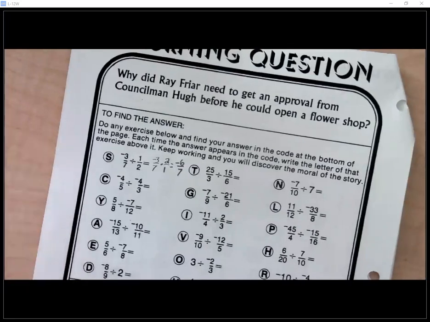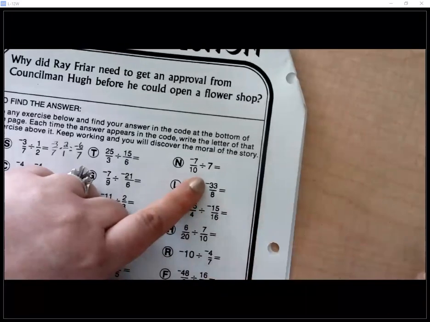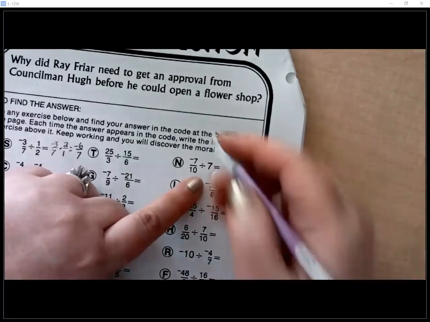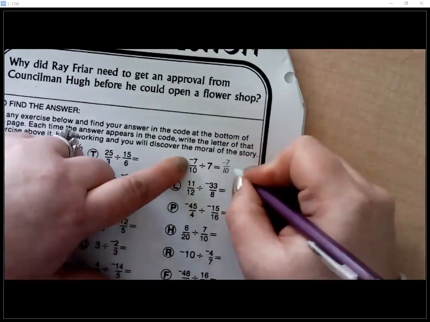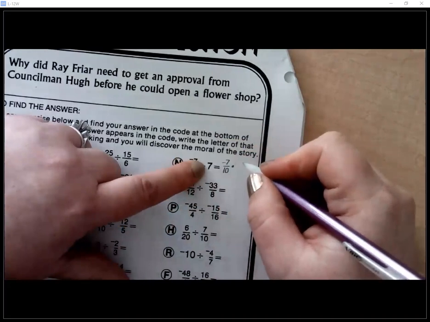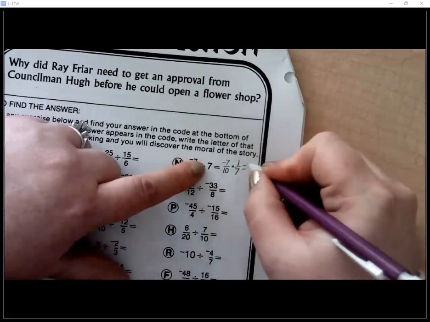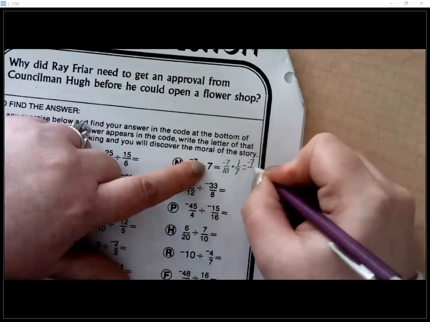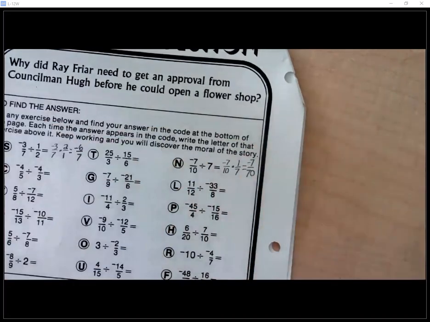How about we do one that's a little bit weirder, like letter N. That one's got just a single number. So I'm going to keep the first fraction, -7/10, change it to multiplication, and then what do I write when I flip 7 over? What's that become? 1/7. Multiply straight across, I get -7/70. But you will not find that answer down below because you have to reduce this.